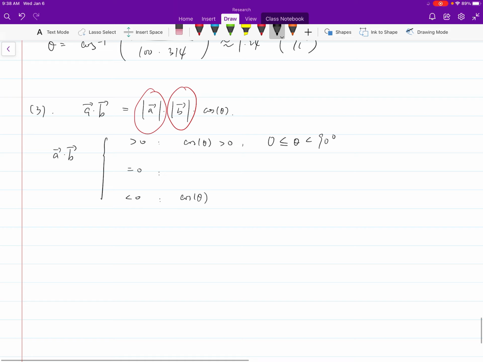Okay. Similarly, if it's negative, these two terms are positive. Therefore, the only chance is that cosine theta is negative. That means theta is greater than 90 degrees and less than or equal to 180 degrees.